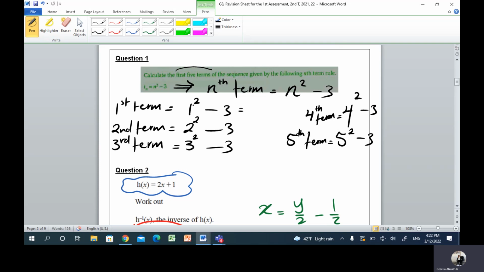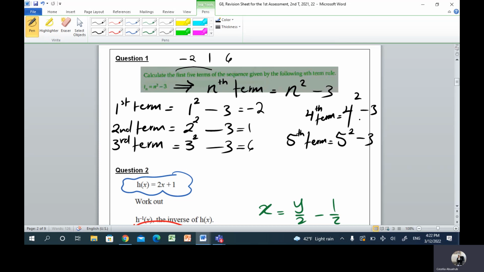So 1 squared, it will be 1, 1 minus 3, it will be minus 2. So the first term is minus 2. And then 2 squared is 4, 4 minus 3 is 1. So the second term is 1. Okay, 3 squared, it means 9. 9 minus 3 is 6. So here the third term is 6.